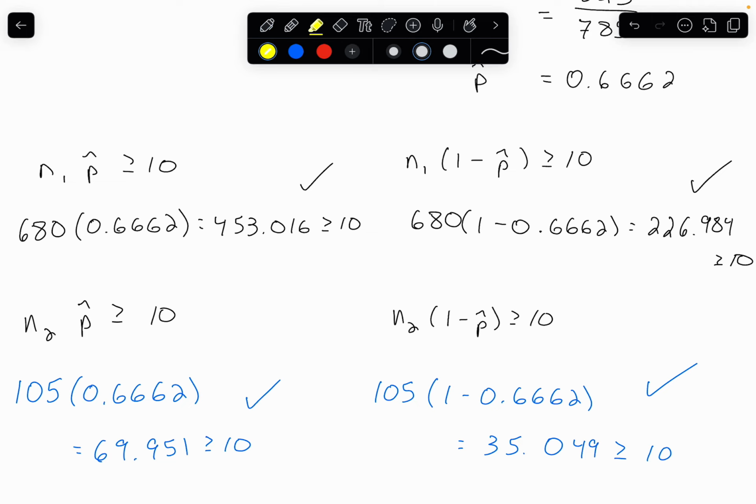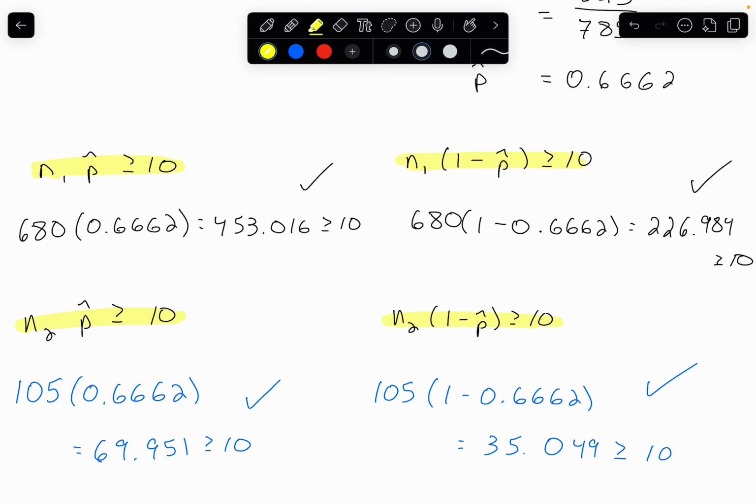So we verified the success failure conditions here. I have N1 times p-hat greater than or equal to 10, N1 times 1 minus p-hat greater than or equal to 10, N2 times p-hat greater than or equal to 10, and N2 times 1 minus p-hat greater than or equal to 10. In general, if I ask you to verify a condition, this is the condition that I'm going to check.